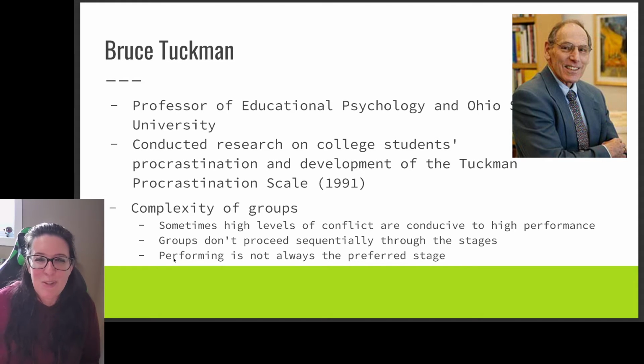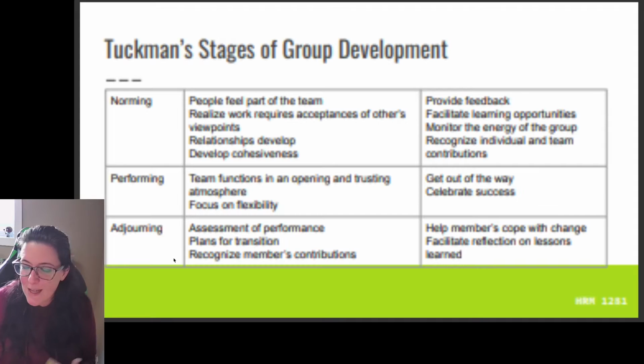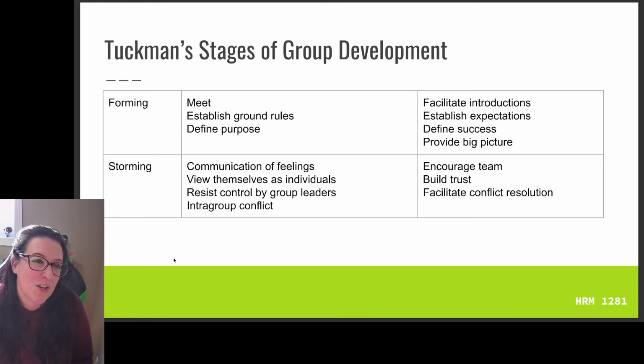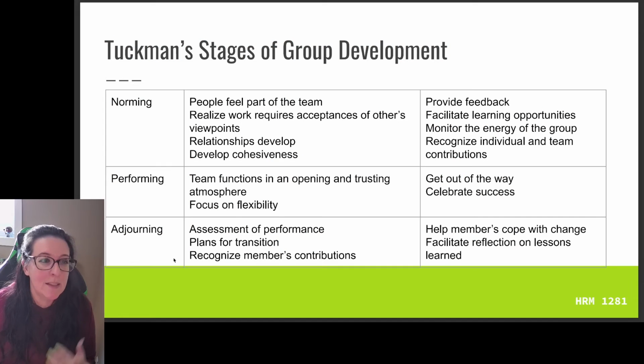And before we get into those stages, just one other interesting thing about Bruce Tuckman is that he also does research on student procrastination. So he uses college students to look at when and how often they procrastinate, and he also developed a scale in terms of the level of procrastination. But what Tuckman is known for is Tuckman's stages of group development. And so the stages are forming, storming, norming, performing, and adjourning.